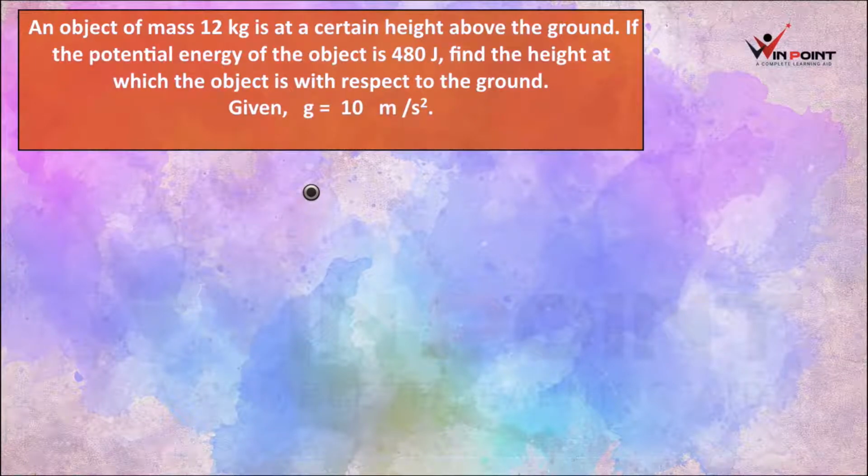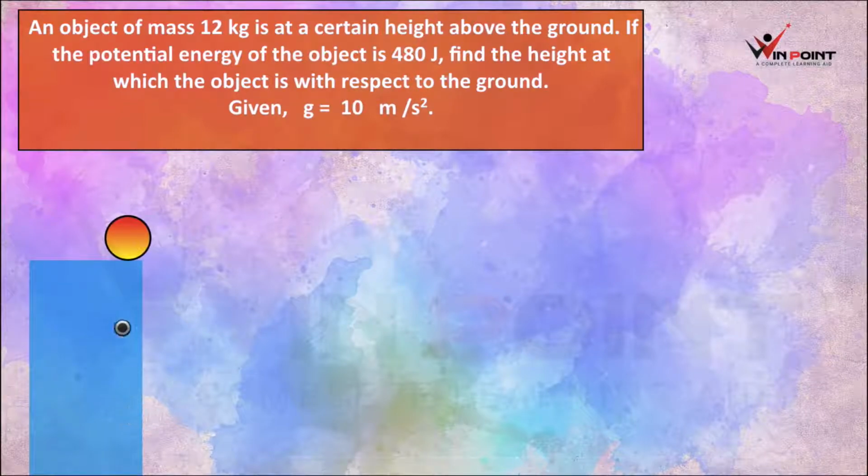When we are getting a problem, the first duty is you need to write the given values in the question. The mass is given in the question, 12 kg, and potential energy is given, 480 joule. g is given, 10 meter per second square. We need to write those values first.